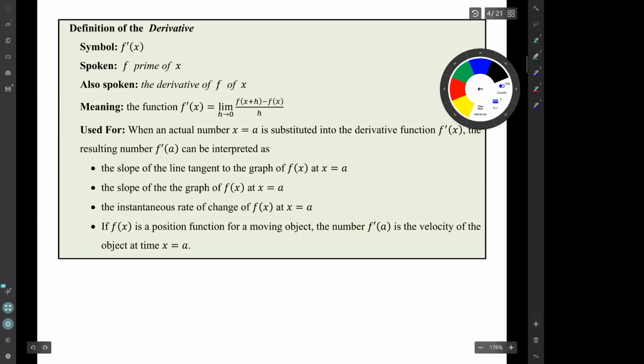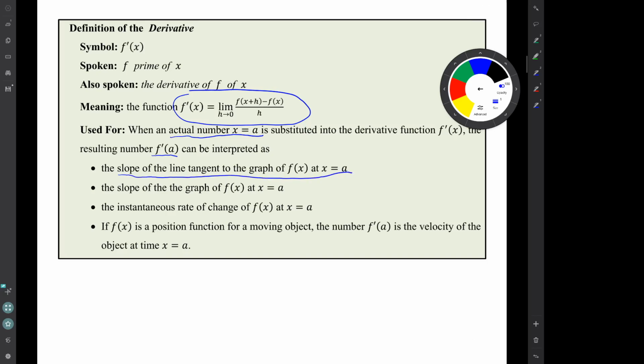The definition of the derivative was this thing. We found that formula. We found that f prime of x was -6x + 12. That was a function. But what's it used for? Well, when you actually substitute a number into that formula for f prime of x, the resulting number, f prime of a, can be interpreted as the slope of a line tangent to the graph of f.